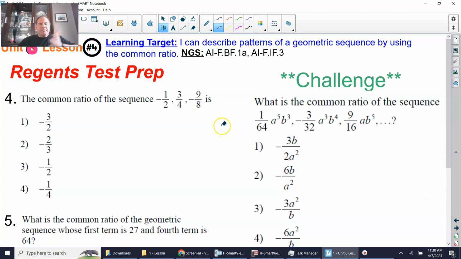So again, they're just asking you for the common ratio, so it's not difficult. You take the second number and divide it by the first. So I'm just going to write it this way.